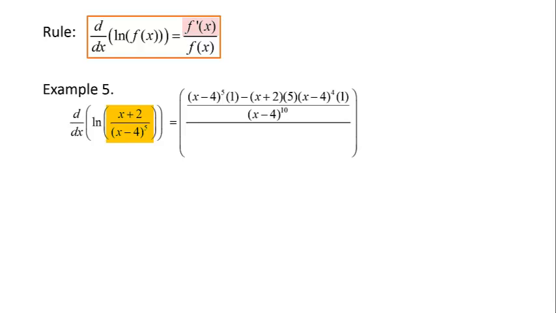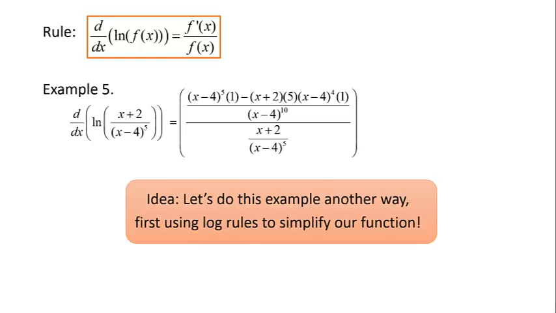All of this is our f prime of x. And then we divide by f of x, which is x plus 2, divided by x minus 4 to the 5th. Whew. This is a pretty complicated example, and the simplification here would also take some work. Let's do this example another way, first using log rules to simplify our function.